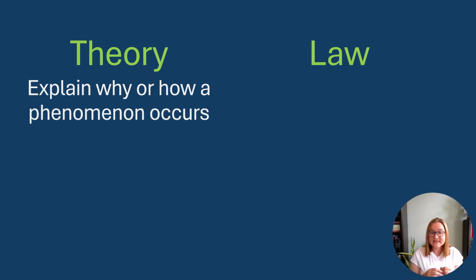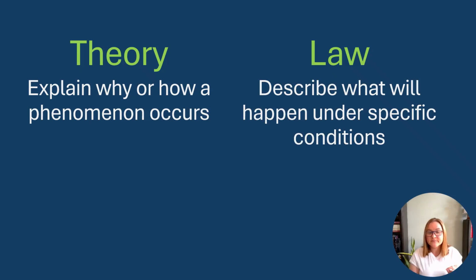Laws, on the other hand, tell us what will happen in specific situations, usually based on theory. Think of these as an if X, then Y situation. If you drop an apple, then it will fall to the ground because of Newton's law of universal gravitation, which is not to be confused with his laws of motion. The term law is not a measure of how good or bad some theory is. It simply states what will happen when a phenomenon occurs.